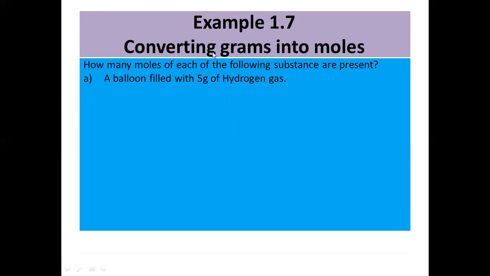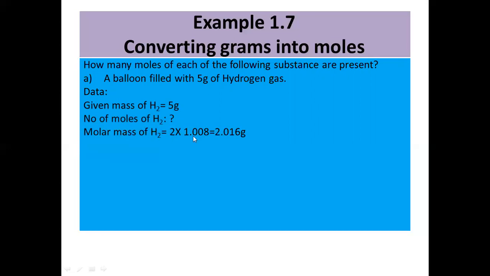Now mass is given and we have to find out the moles. The given data is, given mass of hydrogen gas is 5 grams. Number of moles of hydrogen gas we have to find out. Molar mass of hydrogen gas is 2 into 1.008, which is the atomic mass of one hydrogen atom. By multiplying, we will get 2.016 grams.